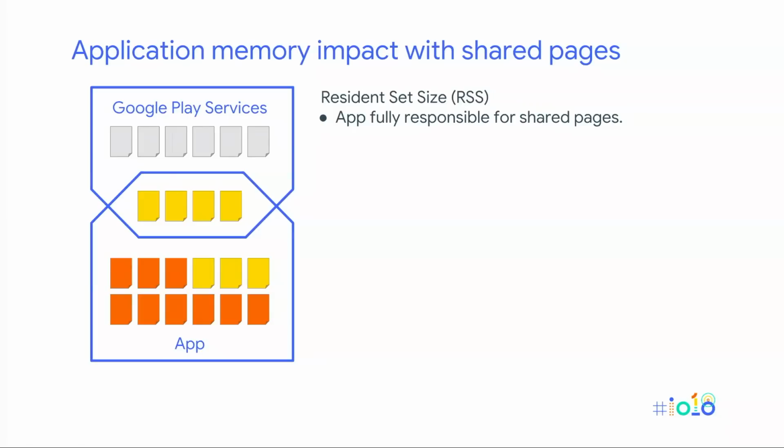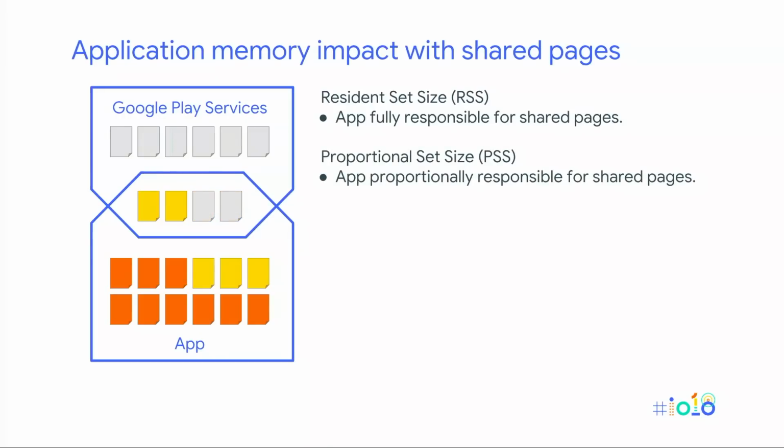One is to use what we call resident set size, or RSS. What this means is when we're counting an app's RSS, we're saying the application is fully responsible for all the pages of memory that it's sharing with other applications. Another approach is called proportional set size, PSS. In this case, we're going to say the app is responsible for those shared pages proportional to the number of processes that are sharing them. So in this case, with 2 processes sharing these pages, the application is responsible for half of them. If there were 3 processes sharing the same memory, we would say the application is responsible for 1/3 of them, and so on.